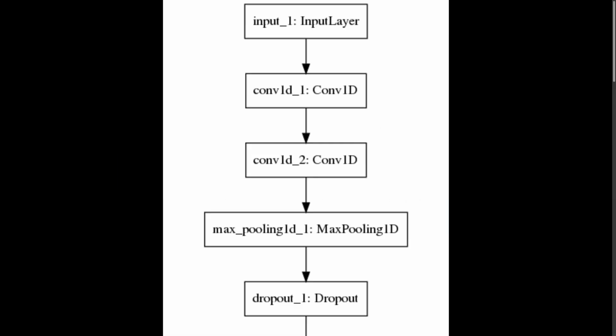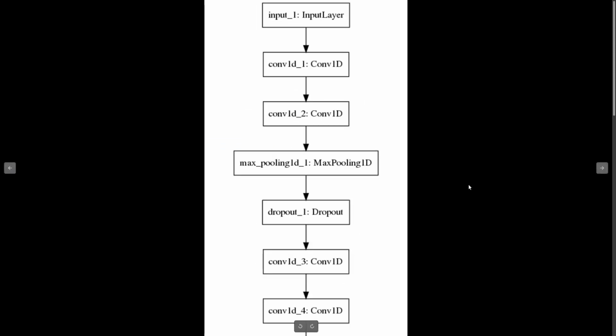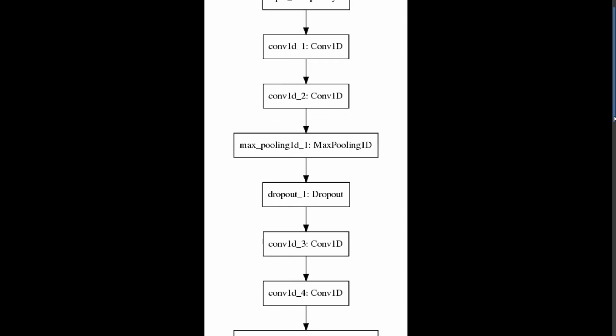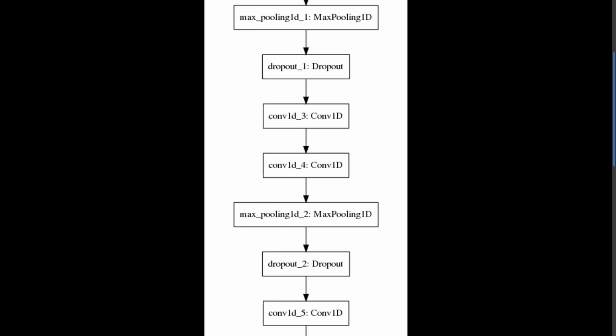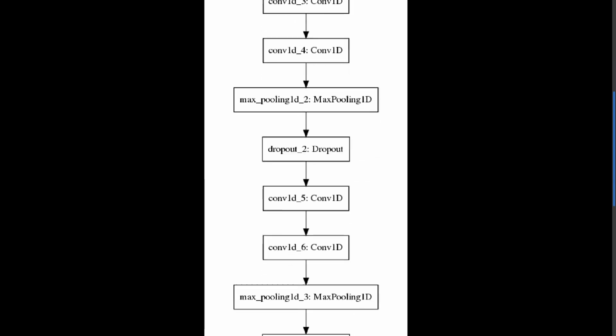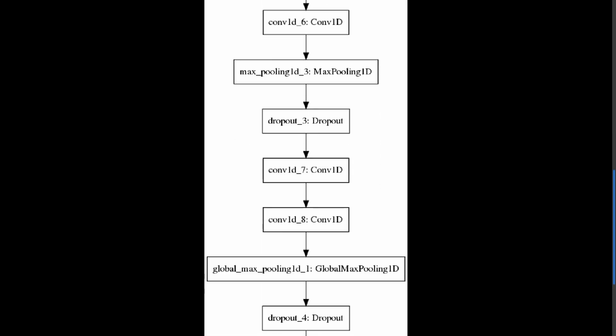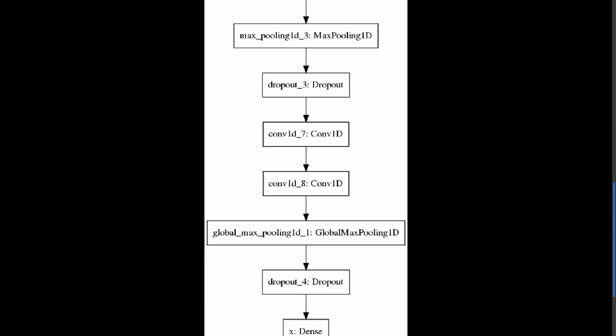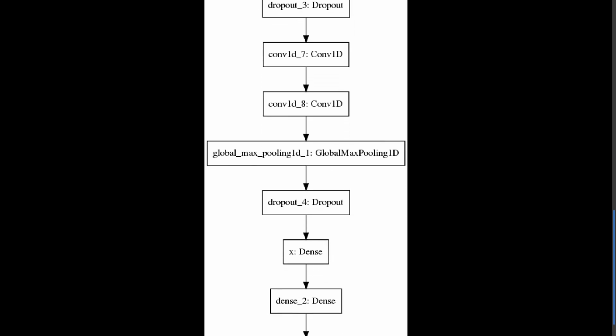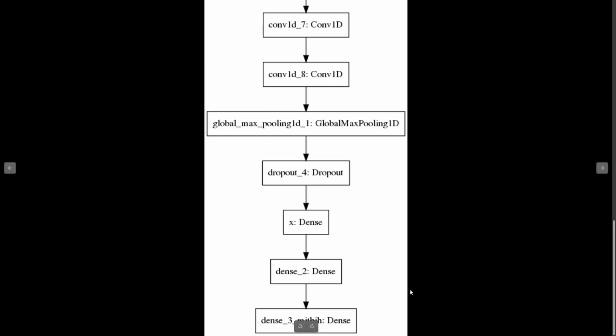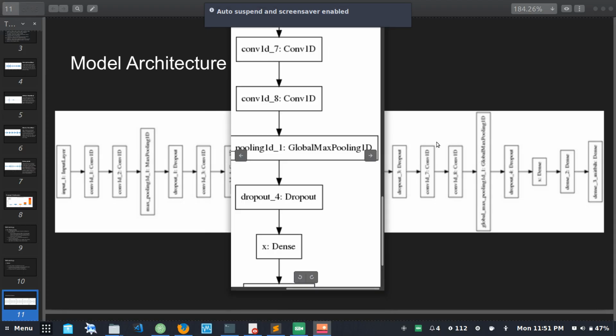Here first is the input layer, then we have a Conv1D layer, then another conv layer, then max pooling, then dropout. After that we have Conv1D, then Conv1D, then again Conv1D, then max pooling, then dropout, then Conv1D, Conv1D, and max pooling. Again we have dropout, then Conv1D and Conv1D. Finally we have global max pooling, then dropout, and then the dense, fully connected layers, and finally we get the output from the dense layer.